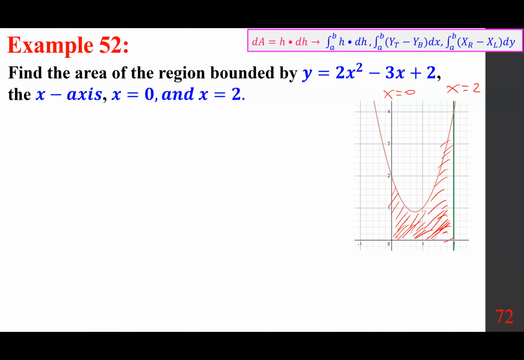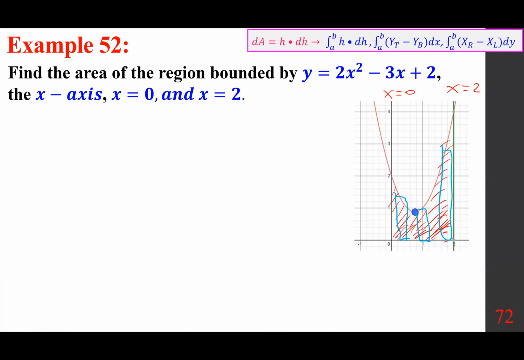So we draw a typical rectangle. And it doesn't matter where you put that, where you do the drawing, class. You can draw it here, you can draw it here, you can draw it here. Anywhere you want to draw it, okay?